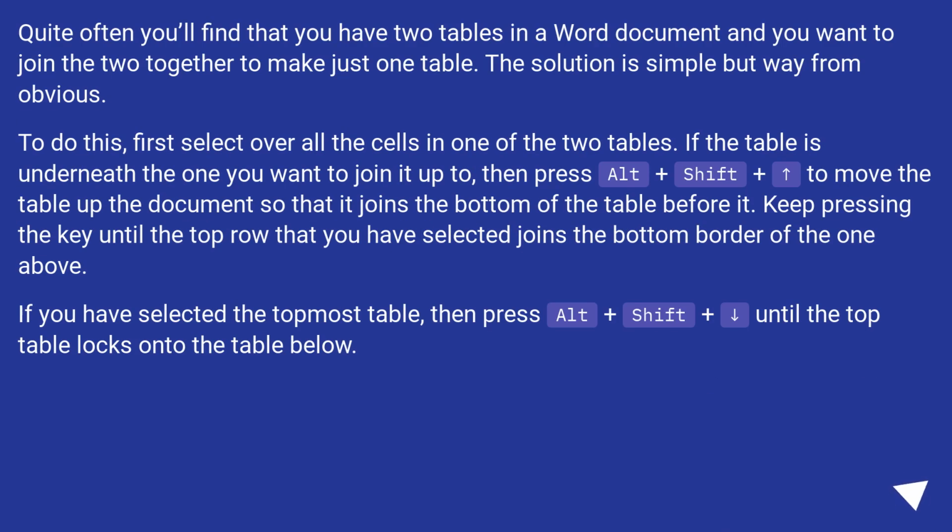Quite often you'll find that you have two tables in a Word document and you want to join the two together to make just one table. The solution is simple but far from obvious. To do this, first select all the cells in one of the two tables. If the table is underneath the one you want to join it up to, then press Alt+Shift+Up to move the table up the document so that it joins the bottom of the table before it. Keep pressing the key until the top row that you have selected joins the bottom border of the one above. If you have selected the topmost table, then press Alt+Shift+Down until the top table locks onto the table below.